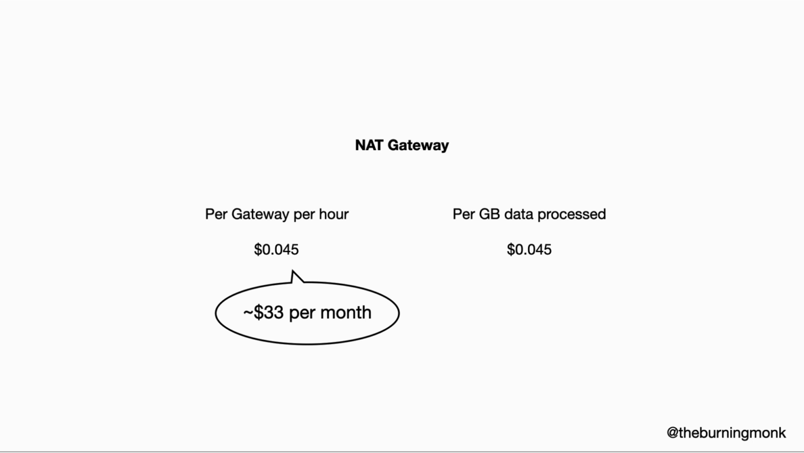And while the per hour cost is fairly predictable and works out to be around $33 a month, the variable data cost can potentially be a bottomless pit, which is another reason why you need to have billing alarms. In fact, not having billing alarms is one of the biggest cost-related mistakes that people make in AWS.